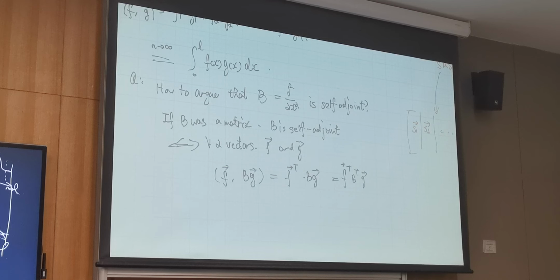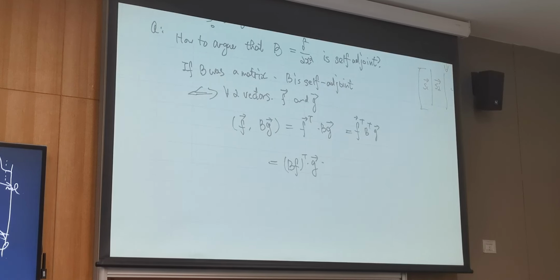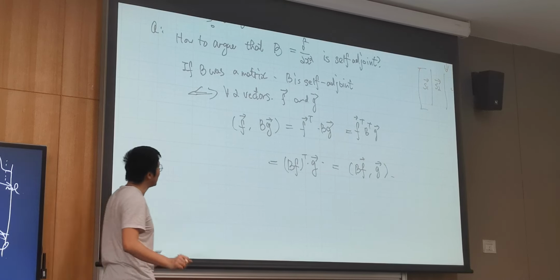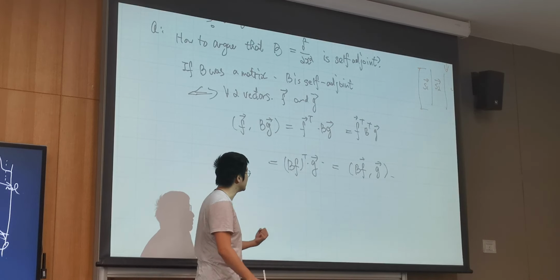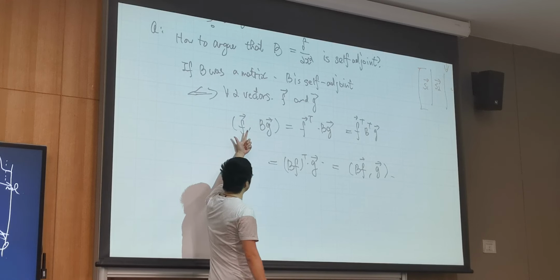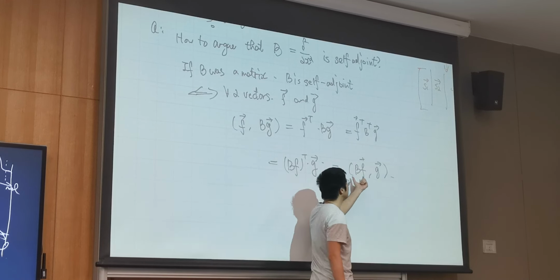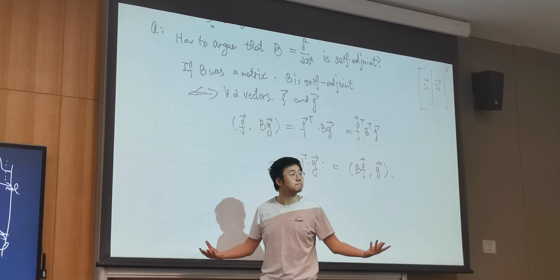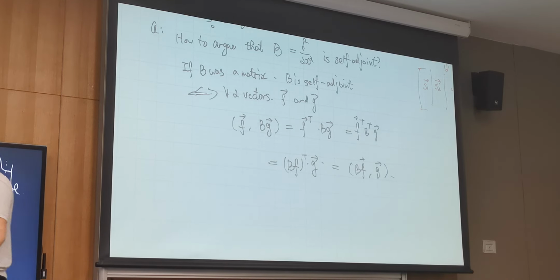Right, and which equals B F transpose multiplied by G. Is that right? But what kind of inner product is this? This is exactly the inner product of B F and G. So again, B is self-adjoint is equivalent to saying that for any two vectors f and g, the inner product between f and Bg is exactly the inner product between Bf and g. So is this step okay? Okay.